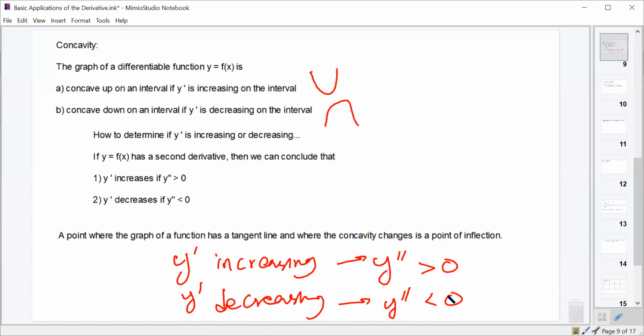So remember that we can have a point of inflection anytime the second derivative equals 0, or when the second derivative is undefined. But just because the second derivative is 0 or undefined does not mean that there is a point of inflection. You have to check and make sure there is actually a change in concavity. Everybody good with that? This should all be review.